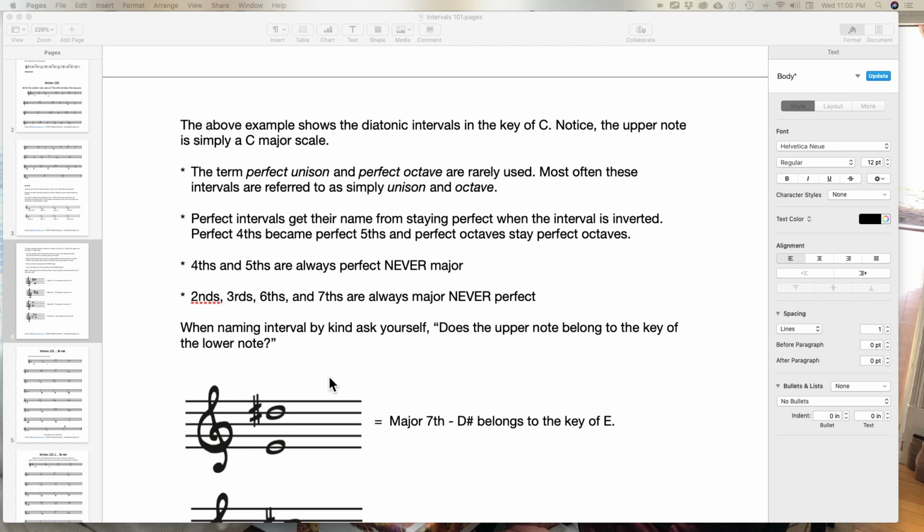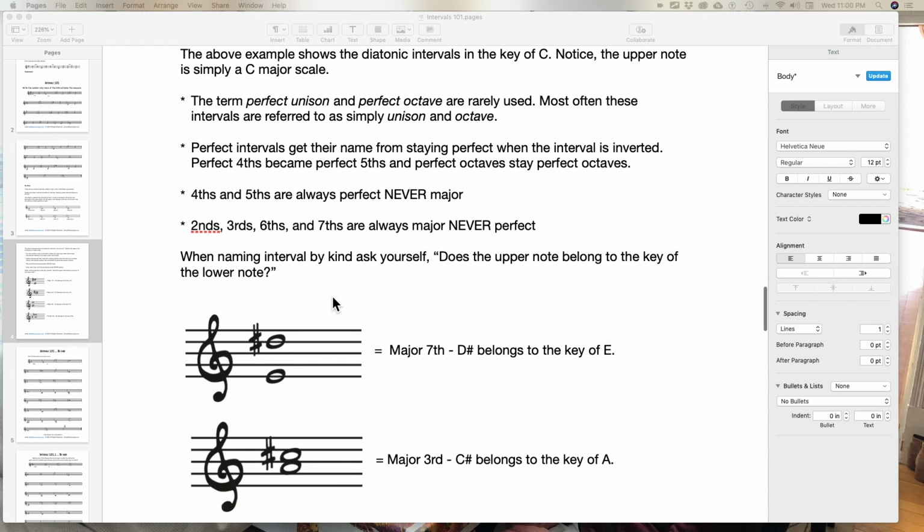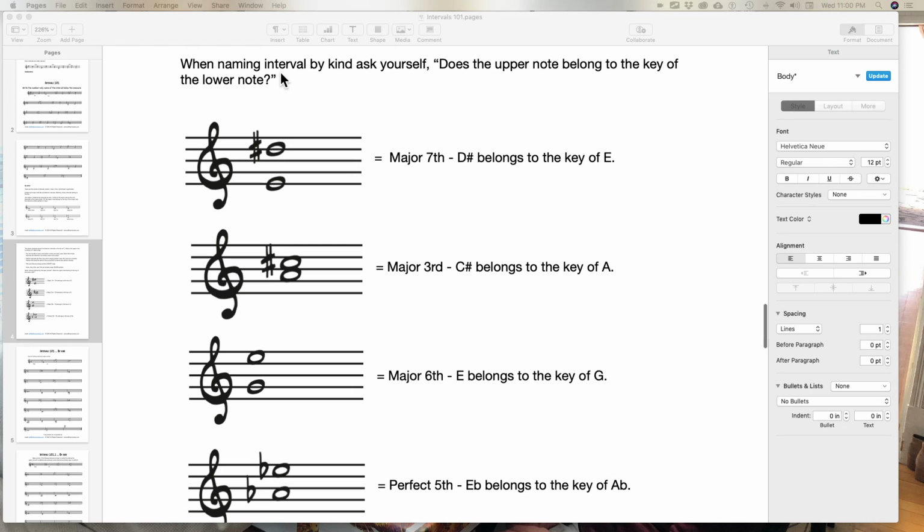They're always perfect. When you flip the fourths, they become perfect fifths, and when you flip the perfect fifths, they become fourths. Something different happens with the seconds, thirds, and sixths, but we're going to deal with that in another installment. So just to recap, when we are naming the interval by kind, you need to ask yourself, does the upper note belong to the key of the lower note?